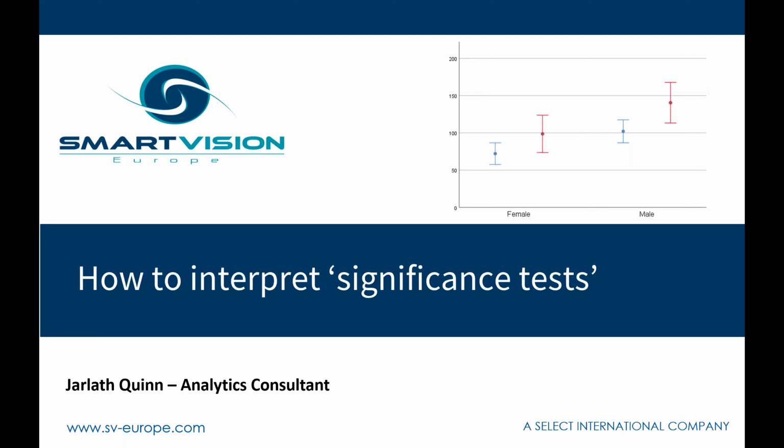Okay, welcome to the final of today's webinars from Smart Vision Europe. This afternoon, we're looking at how to interpret significance tests. This is a very popular webinar that we've been running over the past couple of years. It's very much looking at thorny issues around significance tests, p-values, that type of stuff, and trying to give people some sort of steer or guidance through that and to put things into context.